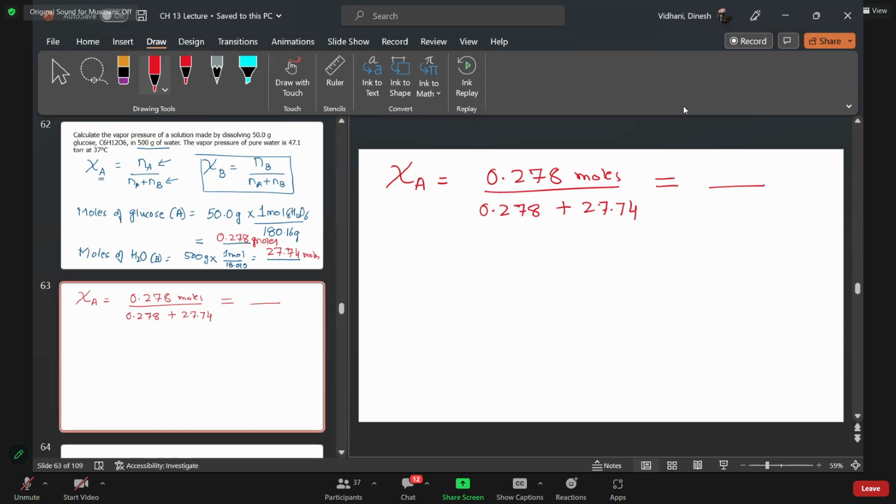Professor, I have a question. Is it supposed to be glucose as A, or is it supposed to be water? You can take any one of them as A. So once you do that, I'm going to show you something interesting here. So first you find for A. Did you guys get that?